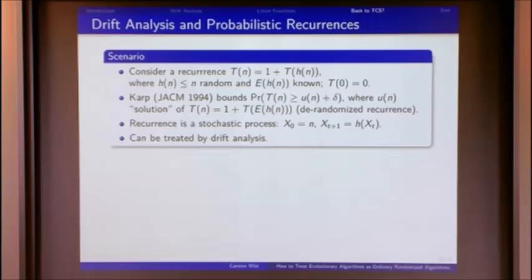But of course, what we get here is a stochastic process again. We start off with problem size n, and when we go from time t to time t plus 1, the problem size will be, at the next step, the size of the derived problem, this h function that we have here in the recurrence. This h function could be anything. It could, for example, have an expectation of half the problem. And we are in the scenario of drift analysis.